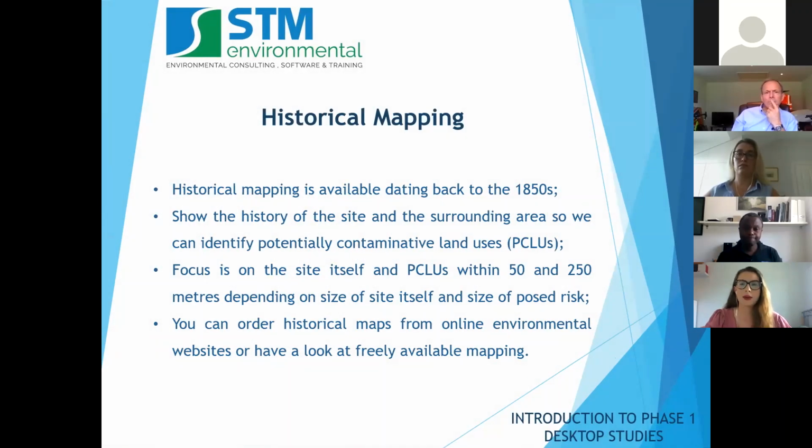In my view, the most important part of a Phase 1 desktop study is the historical mapping. These show you the history of the site and the surrounding area dating back to the 1850s, so you can get a clear image of whether there are any potential sources of contamination. A limited amount of historical mapping can be freely found available online, or you can order them through environmental websites.